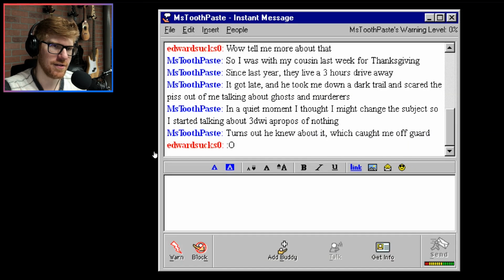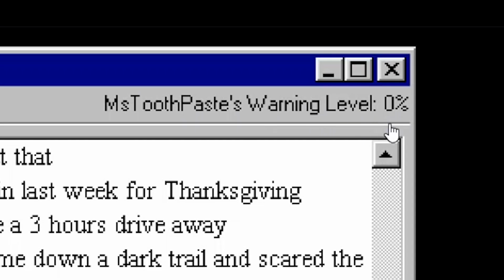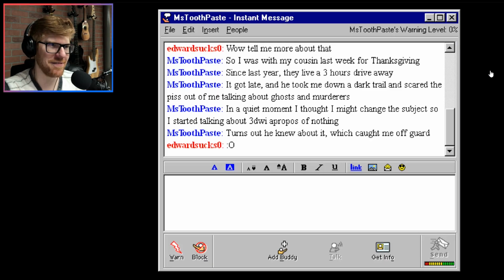Island! Okay, Island. MS toothpaste. Instant message. Warning level 0? What do you mean? What do you mean warning level 0? Warning for what? Edwards sucks? What year is this? This is 2008? Wow, tell me more about that.